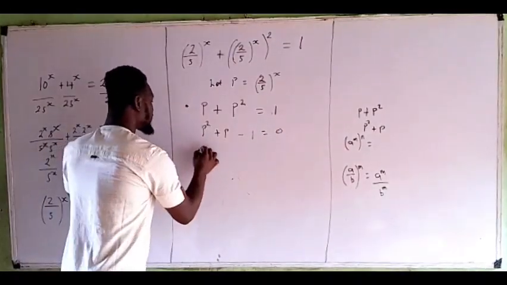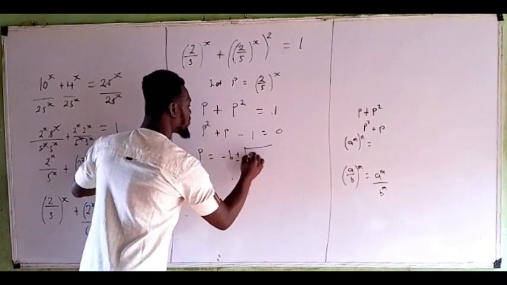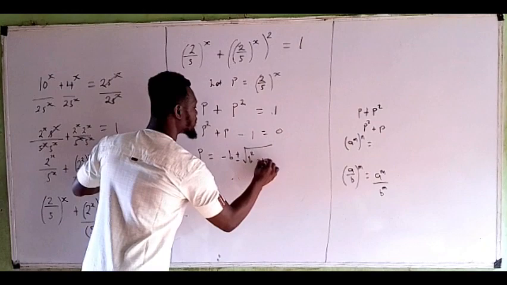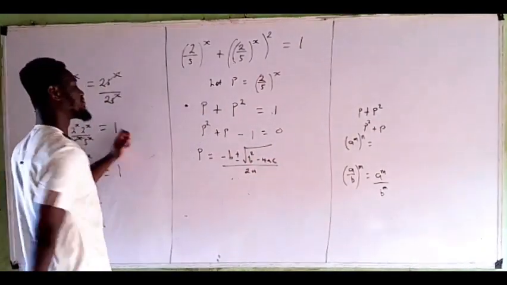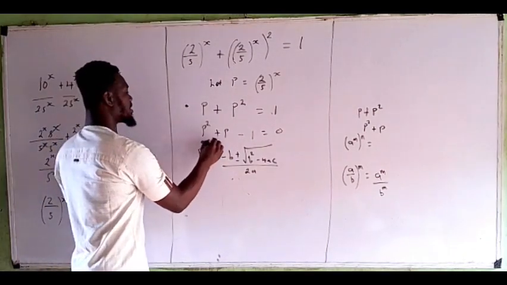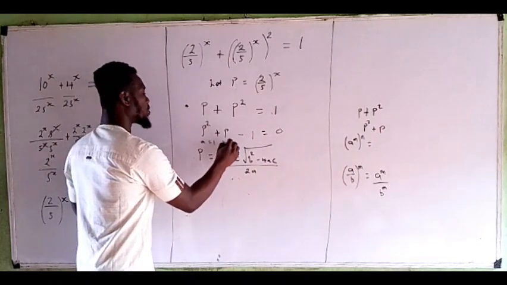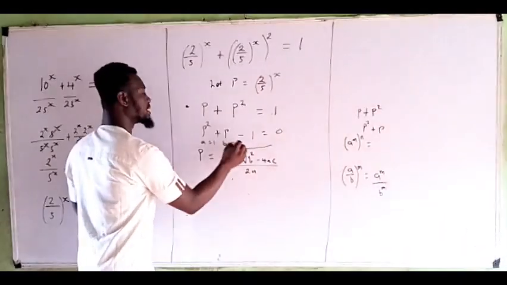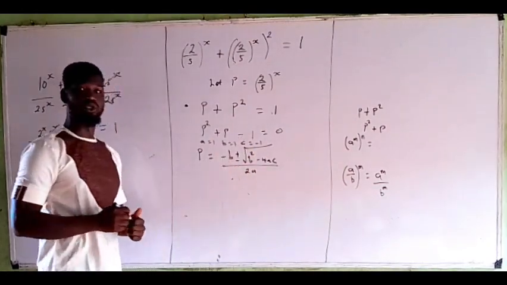So we say that p is equal to minus b plus or minus square root of b squared minus 4ac all over 2a. This is the quadratic formula. So we use this formula to solve this. Here a is 1, a is the coefficient of p squared, b is 1, b is the coefficient of p, c is minus 1, c is the constant term.